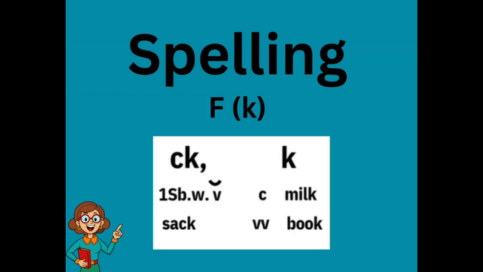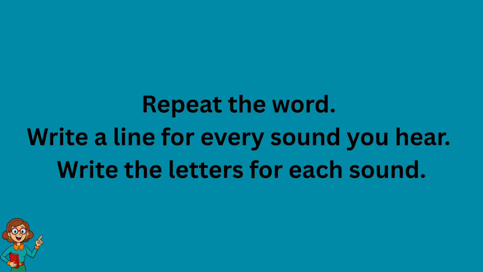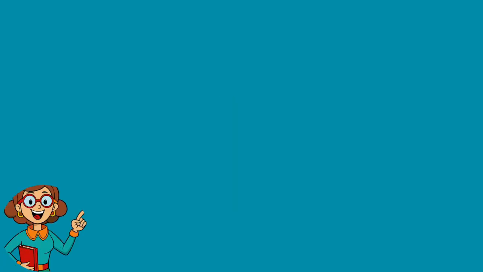Okay, let's get started. Let's spell some words. Repeat the word, write a line for every sound you hear, and write the letters for each sound. Today we're going to spell 4 words. Listen very carefully for the sound that is in front of that final K and determine if it's digraph CK or if it's just K.